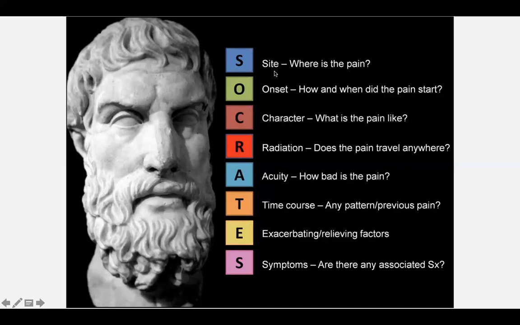How? S is for site, his name Socrates. S for site, where the pain is. O for onset, how it starts. C for character, what is the character of the pain. On off, paroxysmal, or radiation, does it radiate to someplace else? Acuity, how acute is the pain, how bad is the pain? And then A is also aggravating factors or associated factors. What are the factors associated with the pain?